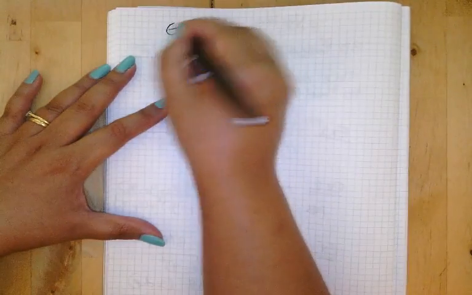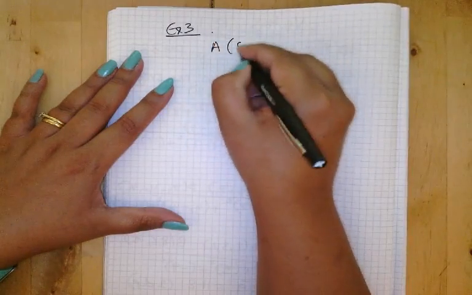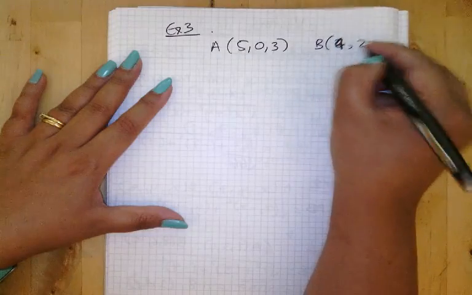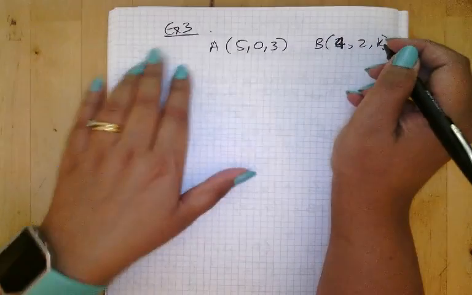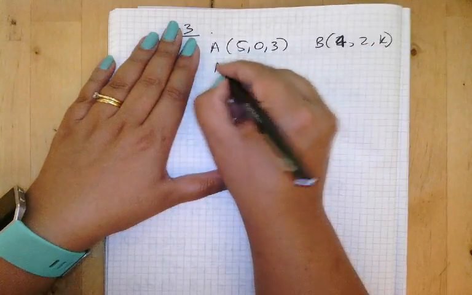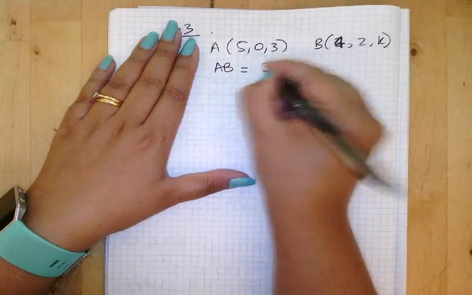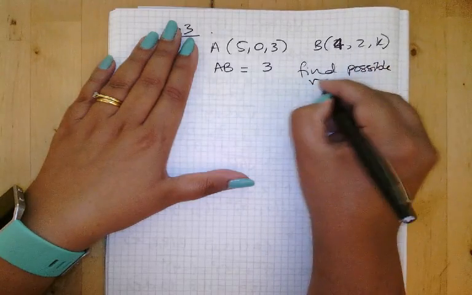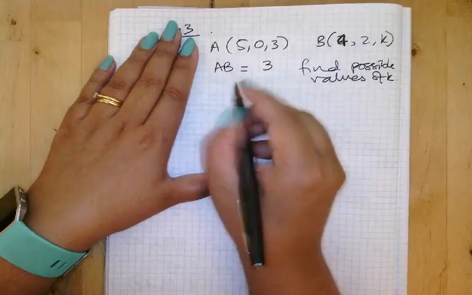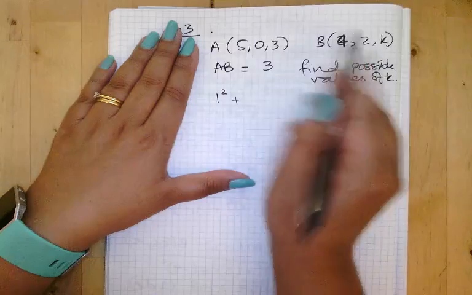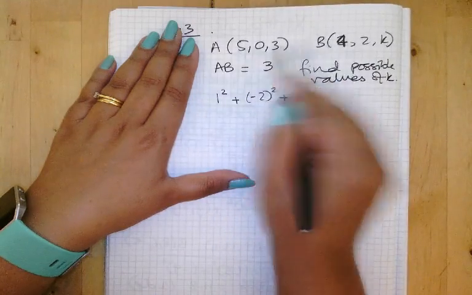Example 3 says that I've got two coordinates. A is 5, 0 and 3, and B is 4, 2 and K. And it says given that the distance between A and B is 3 units, find possible values of K. So given AB is equal to 3, find possible values of K.